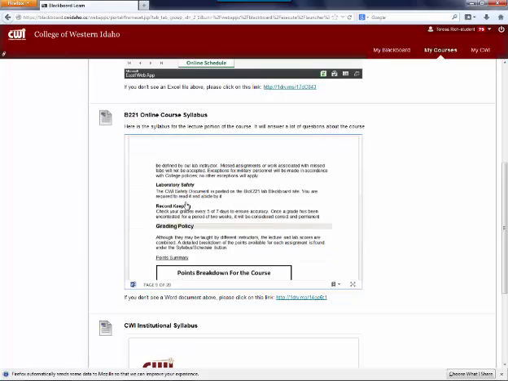Laboratory safety, make sure that you go through to your lab Blackboard site and take the CWI laboratory safety document.